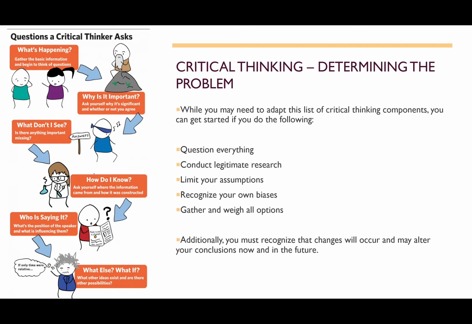Then you also have to look at the changes that are going to happen, and they may alter your conclusions. You have to go back and understand that you may have to revisit an issue that you've already effectively resolved and adapt to your changing conditions in your critical thinking. Knowing when to do that is another example of critical thinking and being flexible. So when you're developing the problem, determining what the problem is, you have different components that you're going to use to get started. So question everything.